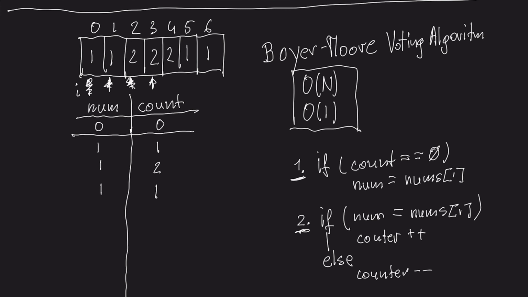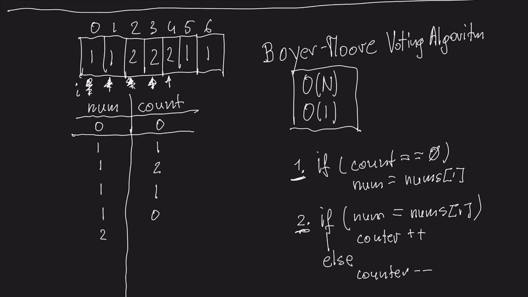So is count 0? No. Is num equal to nums of i? No, it is not. So we will decrement the count. The count will become 0, but the num remains unchanged. We move to the right. Now we have another 2. So the count is now 0, so we will change the num. The num will become 2, and we will do step number 2.